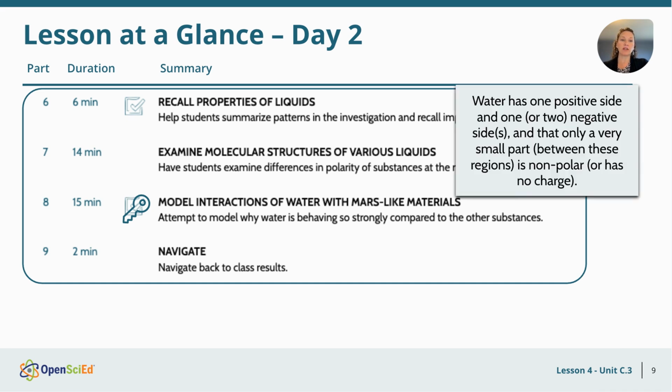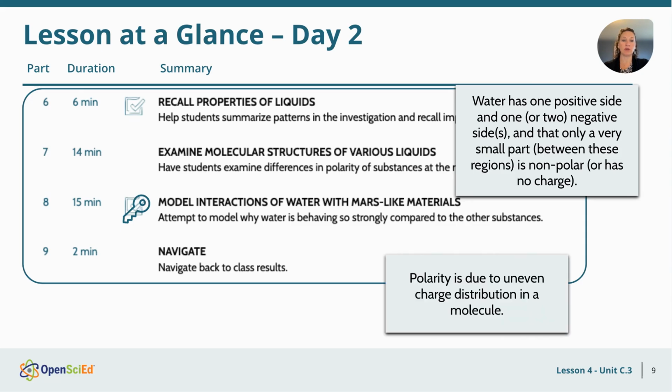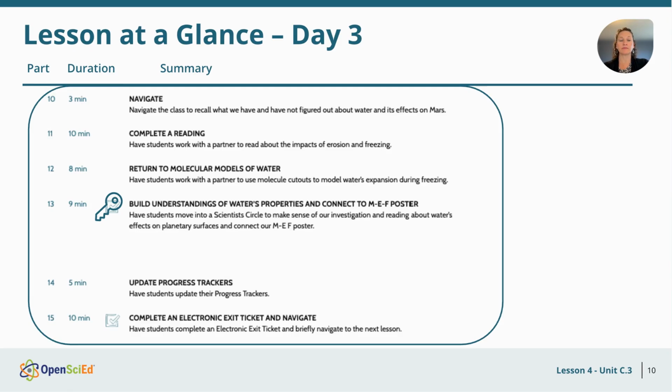We figure out that water has one positive side and one negative side, and that there's only a very small part that's nonpolar. We also figure out that polarity is due to uneven charge distribution in a molecule. After using the molecular models, we wonder how the Martian landscape was created. So in the last loop, the students read about Mars's geologic landforms, and then they participate in a building understandings discussion about water's properties and connect those properties to the matter, energy, and forces poster.